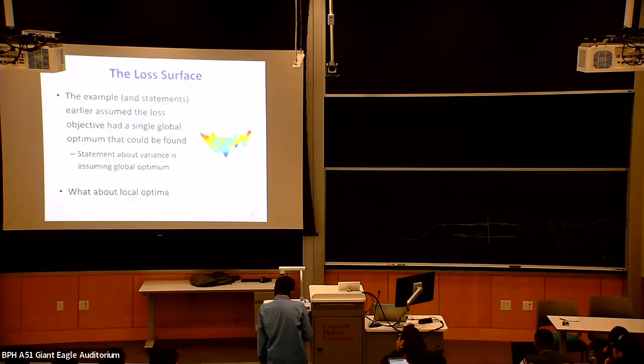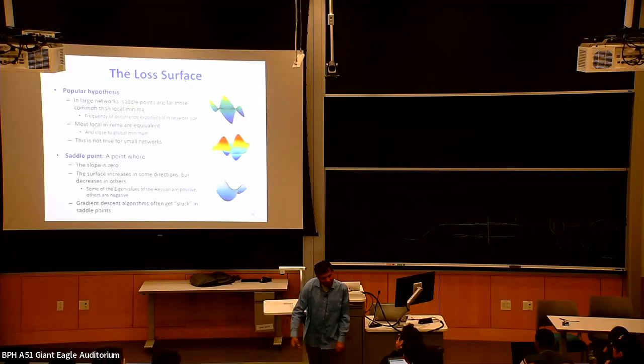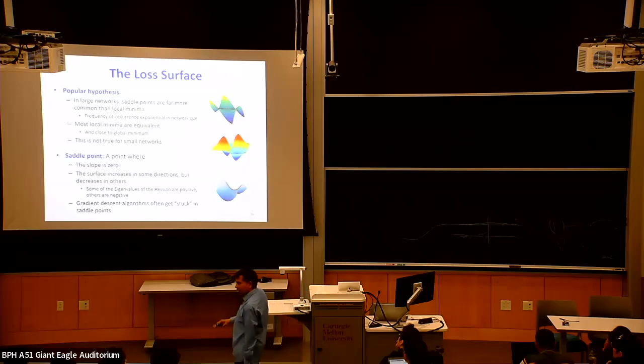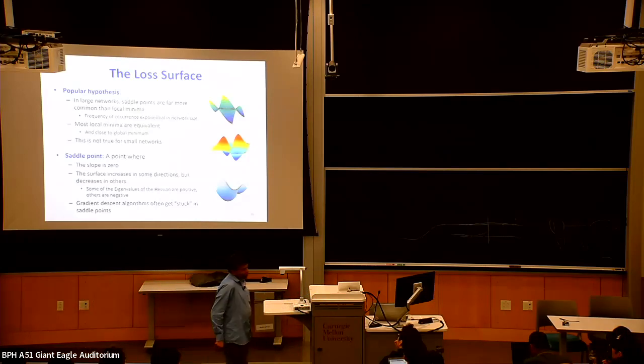So what does the loss surface look like? The popular hypothesis is that in large networks, the loss surface is not going to be a nice little bowl of any kind. You're going to get lots of saddle points. Saddle points are where the derivatives are locally flat, but along some directions the function is curving down, and in other directions the function is curving up, right? And so that loss surface has many such saddle points.